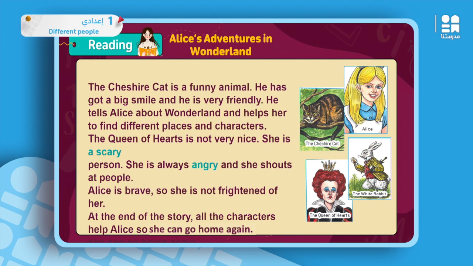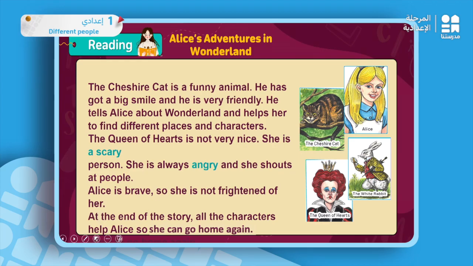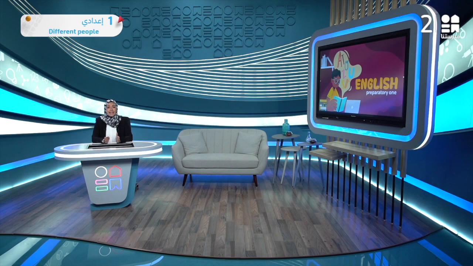Alice is brave, so she's not frightened of her. بس on the opposite side على الجانب الآخر أليس ما كانتش جبانة. أليس كانت شجاعة وما كانتش بتخاف من Queen of Hearts. At the end of the story, all the characters help Alice so she can go home again. كل الكاركترز اللي في الستوري بدأوا يساعدوا أليس، وفي النهاية هي رجعت بيتها تاني.